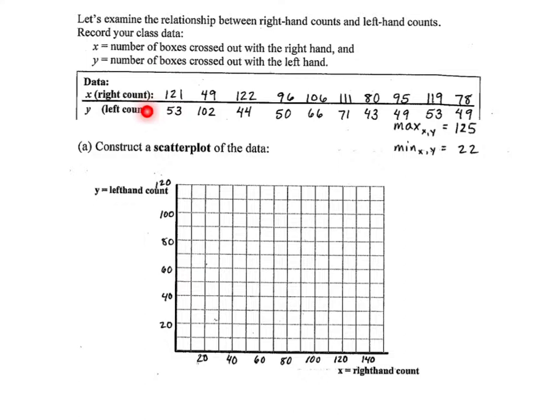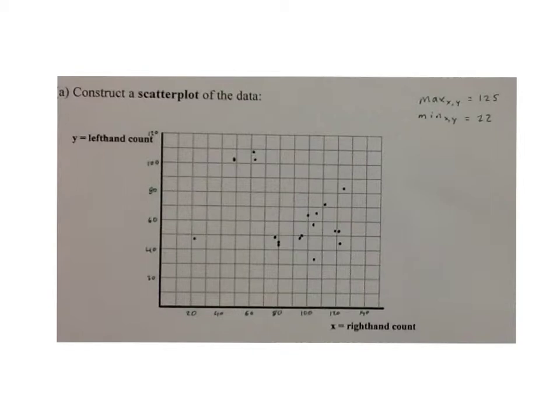To graph that, on the x-axis I look for 121. There's 121, but I'm not going to make a point there. I have to go where it intersects 53 on the y-axis, so there's going to be a point right about here. So there's my point on the scatter plot. For the next person, 49 X's with their right hand and 102 with their left, that would correspond to the following point, roughly there. I would continue to do this until I finish making the scatter plot. There, I finished making the scatter plot.